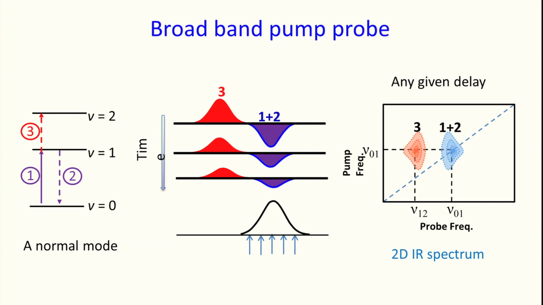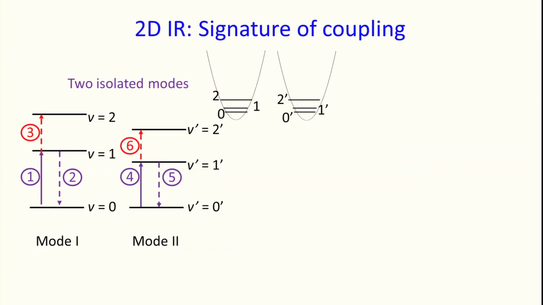This is the simplest possible 2DIR spectrum that one could think of. Now, let us make the situation a little more complex, because as we said earlier, the appeal of 2DIR lies in the understanding of coupling between normal modes of vibration. So, if coupling has to happen, then you should have two normal modes.